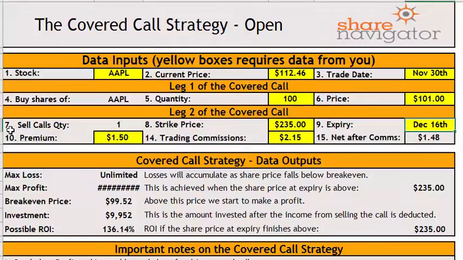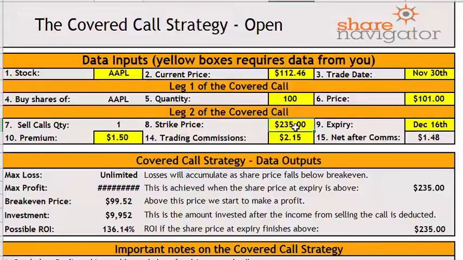So the next thing you'll come down here, leg 2 of the trade, is where we actually sell the call option. And you can see here that the quantity is automatically populated to 1 because it's recognizing that you only own 100 shares, so therefore you can only sell one call option contract. So the system won't let you put in the wrong amount of calls that you're going to sell.